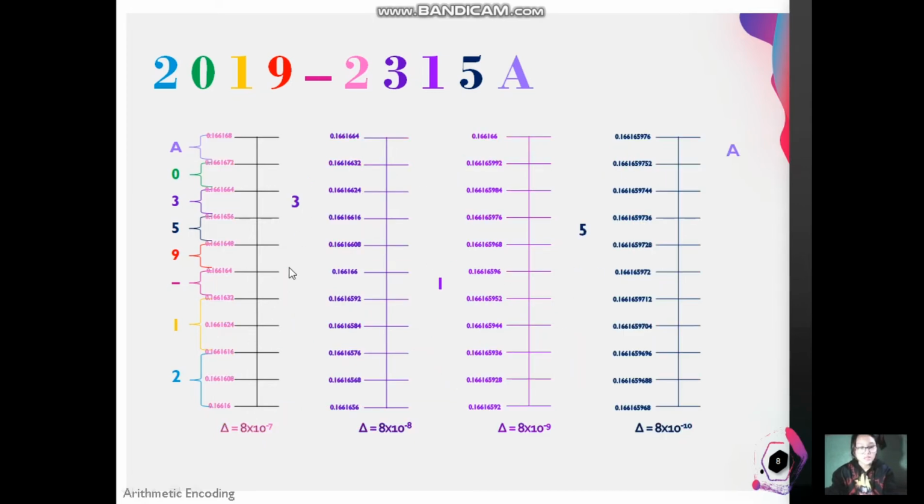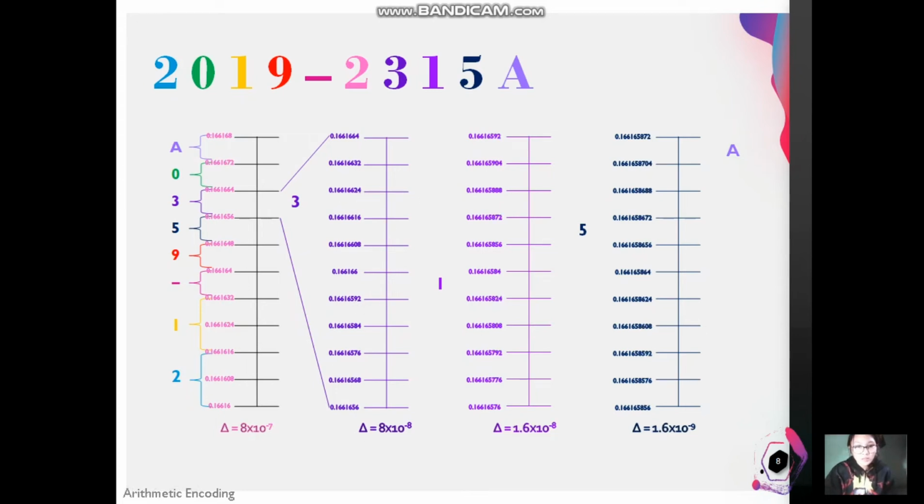Next is 3. So rescaling number 3 will give us a value of 0.1661664 as our upper value, and 0.1661656 is our lower value. Taking the difference of the two and dividing it by 10, we'll have 8 times 10 raised to negative 8 as our delta step every level. So expanding this range with the correct calculations will give us these values every level.